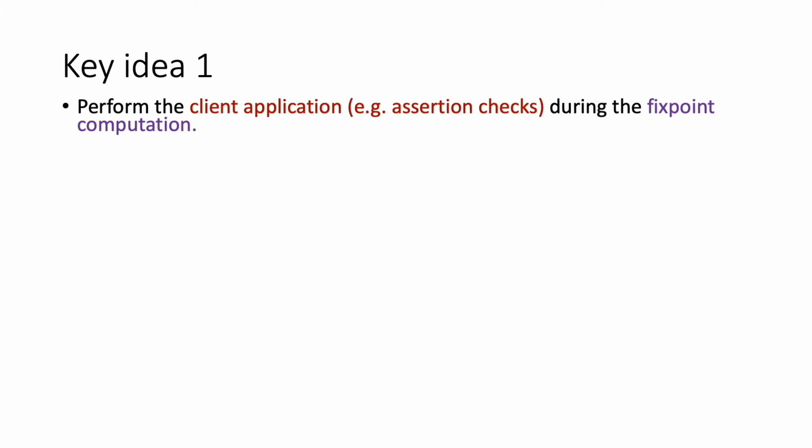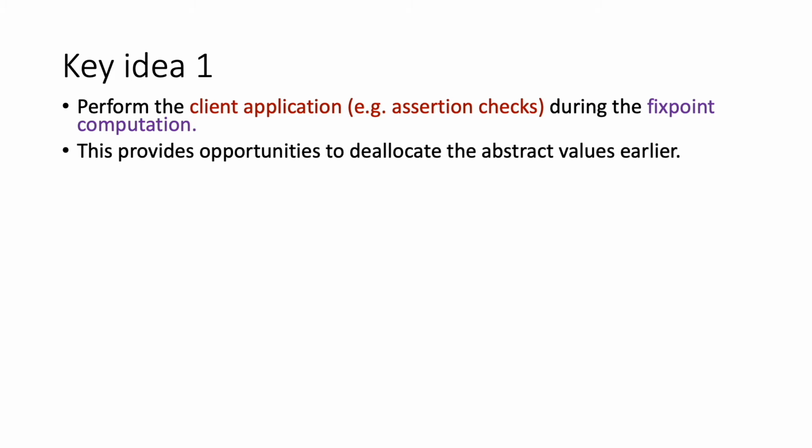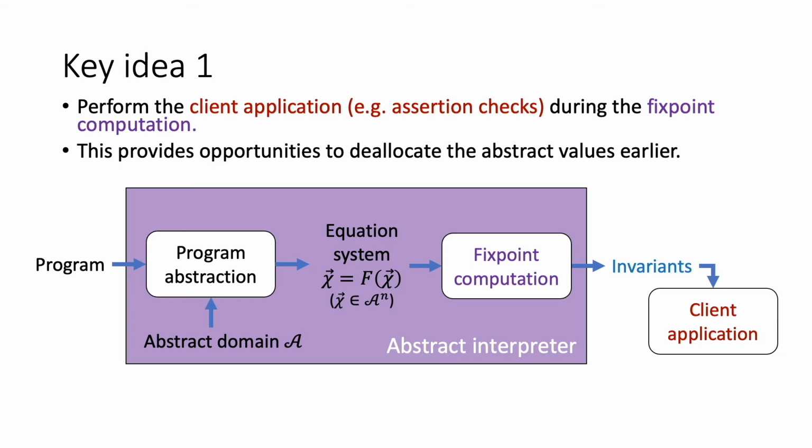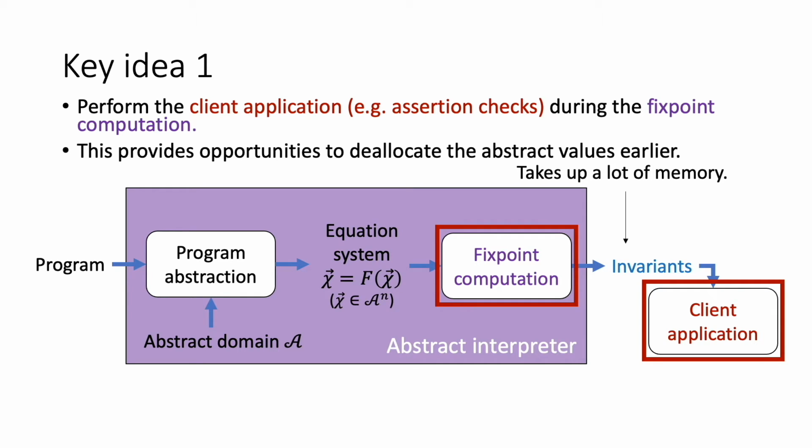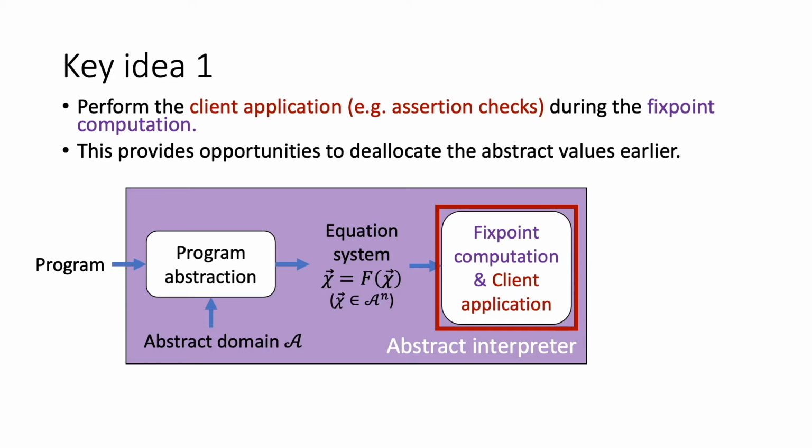Our first key idea is to perform the client application during the fixed-point computation. This provides opportunities to deallocate the abstract values earlier. So originally, these two were separate steps and the invariant table in the middle was taking up a lot of space. Now, we interleave the fixed-point computation and the client application so that the invariant table is no longer needed.